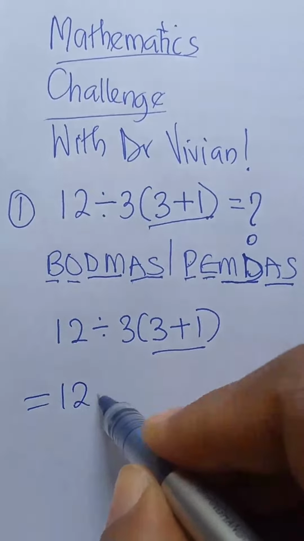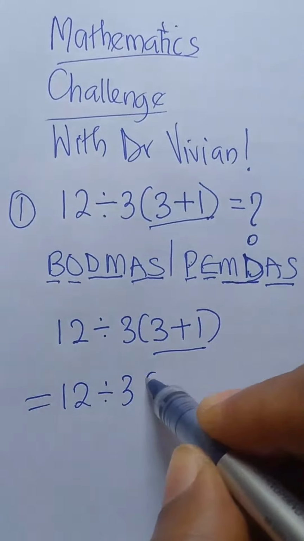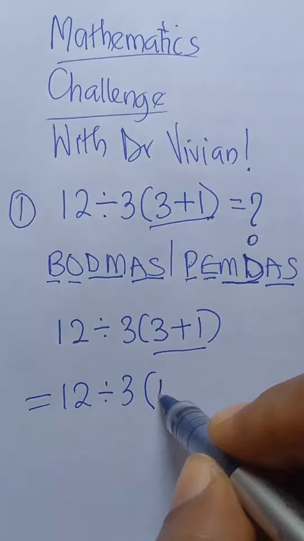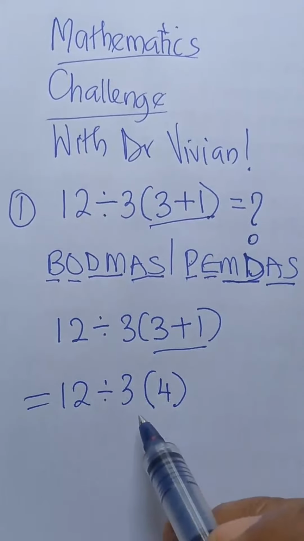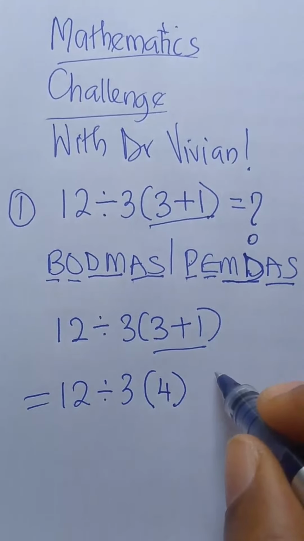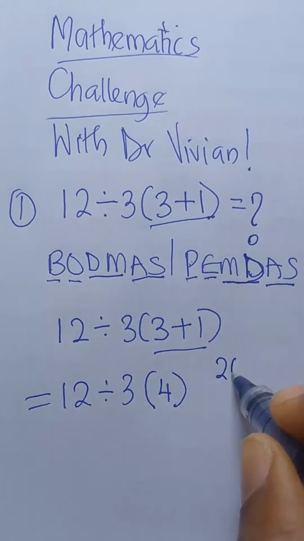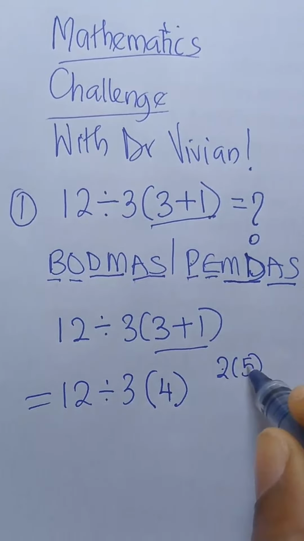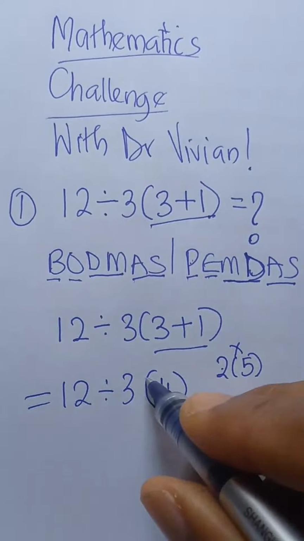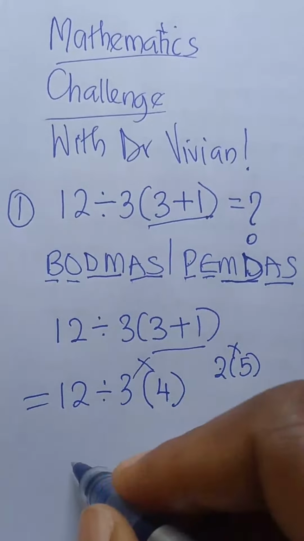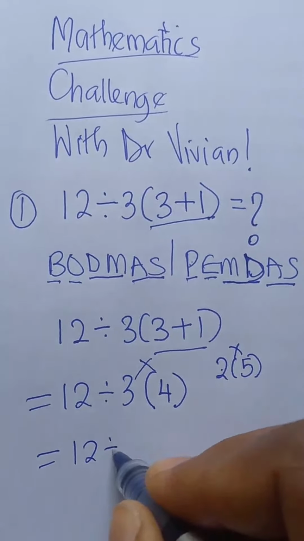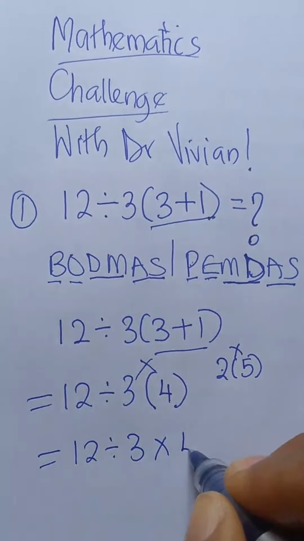We have 12. We write everything as it is. Bracket 3 plus 1 is 4. Okay. Now, remember, when you have any number like 2 bracket 5, this is 2 times 5. So here is multiplication. Then we can write it to have 12 divided by 3 times 4.